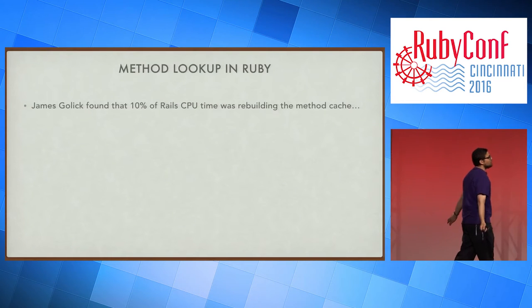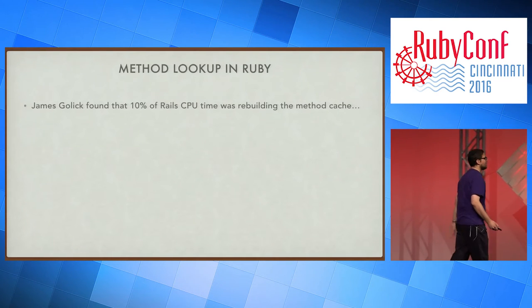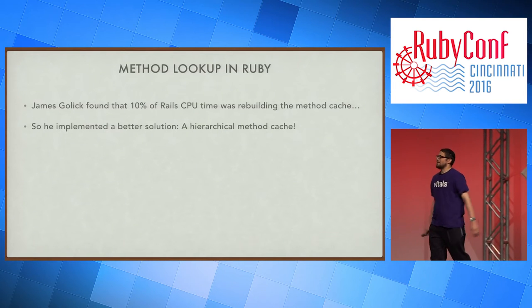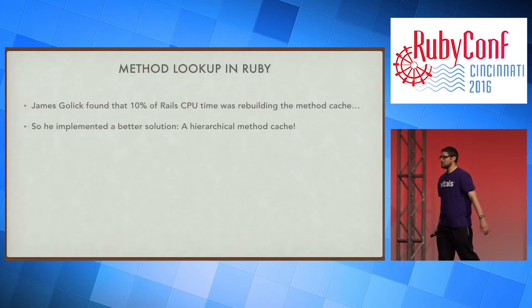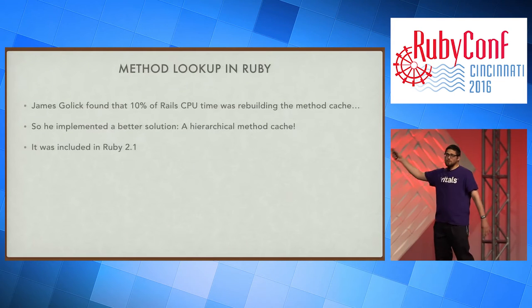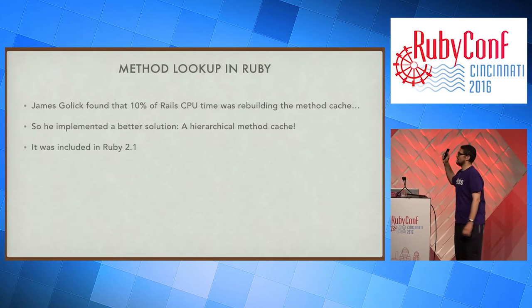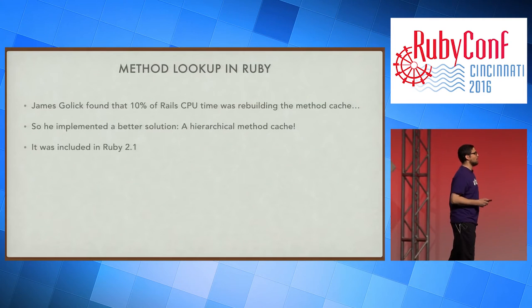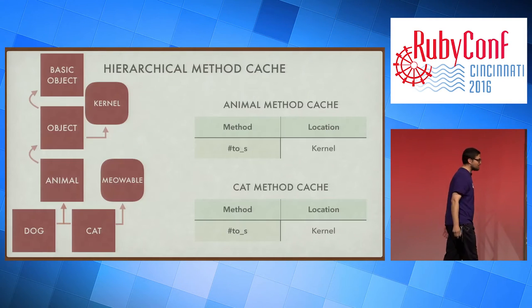So he said, look, I could complain about it, I could go on Twitter and rant about it, but why don't I just fix it? So he did. He implemented what's called a hierarchical method cache, and we'll see how it works. But he actually wrote it for 1.9. It was not included in Ruby core until 2.1. But from 2.1 and on, this is no longer a problem. So I'll show you how it works.